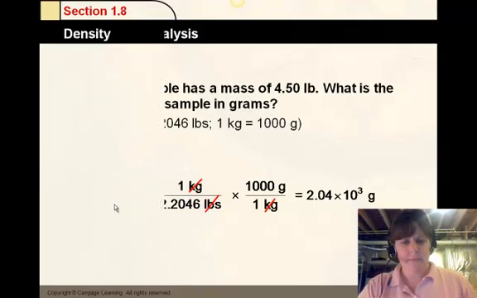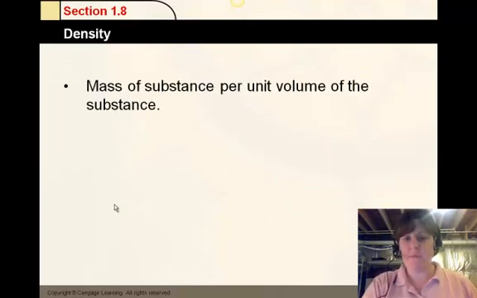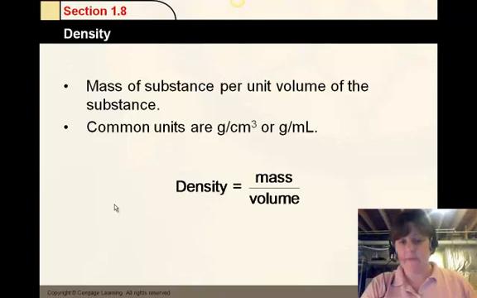Okay, another concept from beginning chem: density is mass per unit volume of a substance. There are always two units, grams per cubic centimeter and grams per milliliter are two common units for that. And of course, mass divided by volume. Most of this is pretty straightforward.